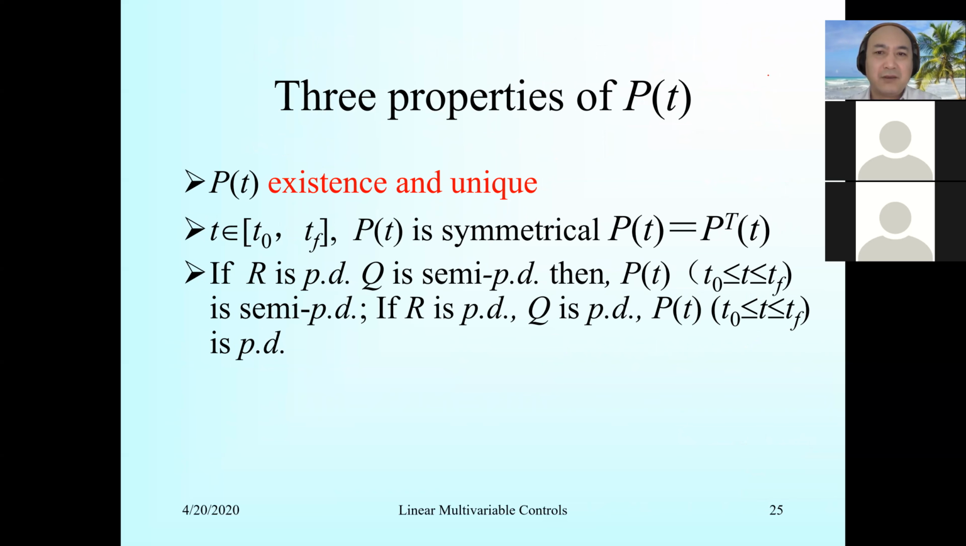So the property of this transformation P(t) is that it exists, and it's unique. And because Q and R are symmetric, P(t) is also symmetric. So if R is positive definite and Q is semi-positive definite, then P(t) is also semi-positive definite. And when Q is positive definite, then P(t) is also positive definite.